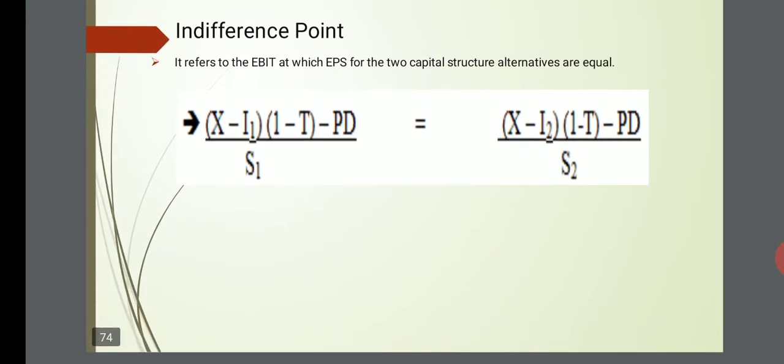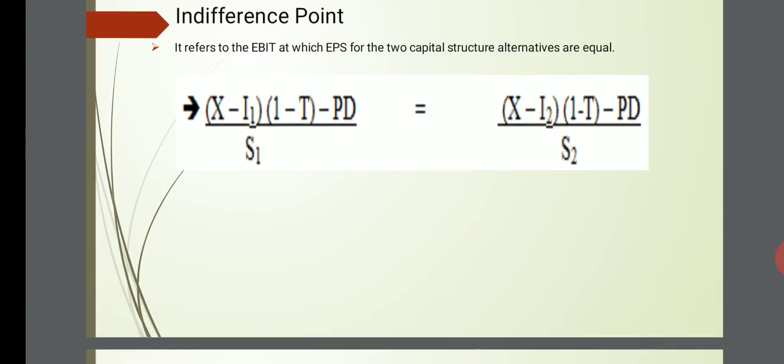Indifference point refers to the EBIT at which the EPS for two capital structure alternatives are equal. There may be two capital alternatives, where in one you have equity and some percentage of debt, and in the second alternative you have equity and a somewhat larger or smaller component of debt. Then we can go for EBIT-EPS analysis, and we find the EBIT at which the EPS for the two capital structures is the same, and that leads to the indifference point.